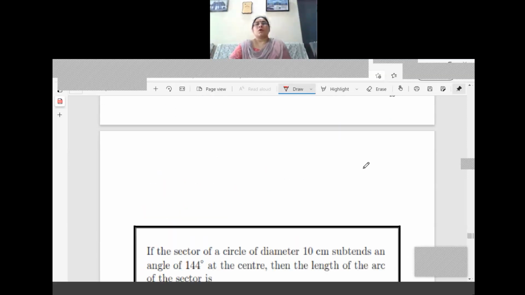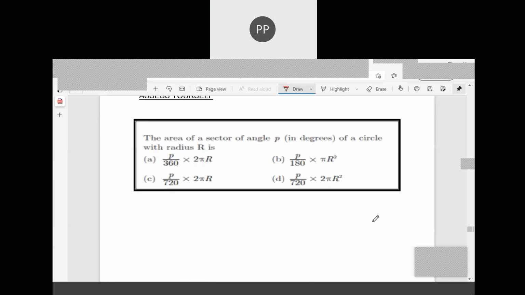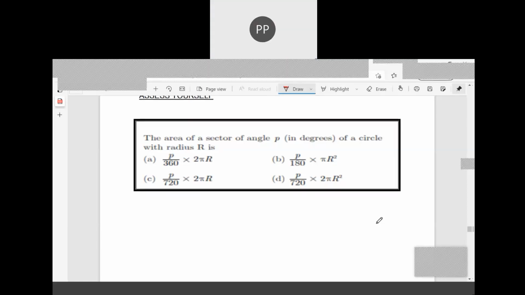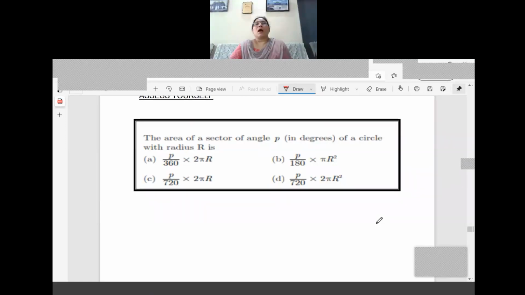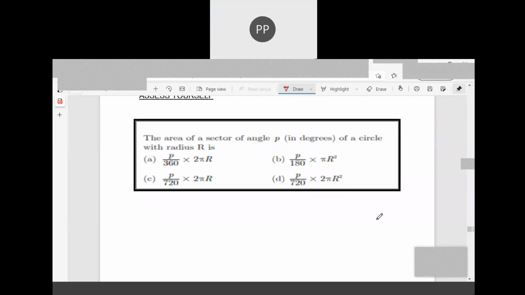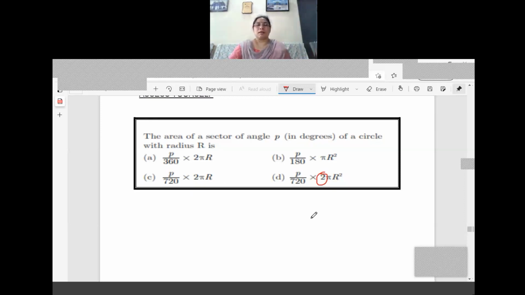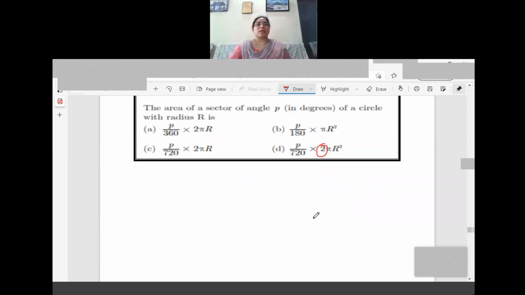I did not understand. You know the formula for the area of the sector? Yes, ma'am. What is the formula? Theta by 360 into pi r square, ma'am. Yes, theta by 360 into pi r square. Here what is the change there? 2 is there. Yes, ma'am. So 360 into 2 means you multiply and divide by 2 there. Yes, ma'am. We cannot change the formula, na. If you are doing multiplication with the 2, then division also you must do.